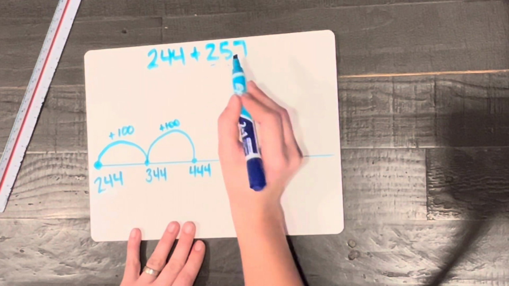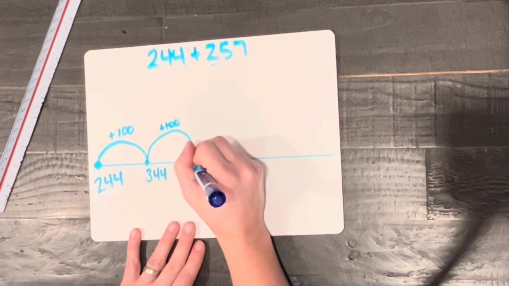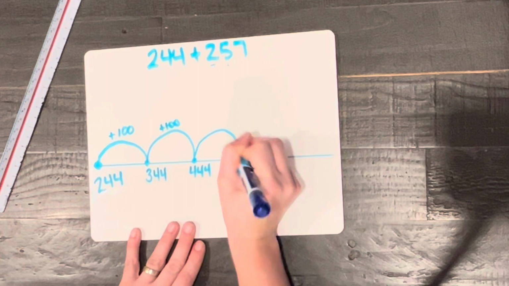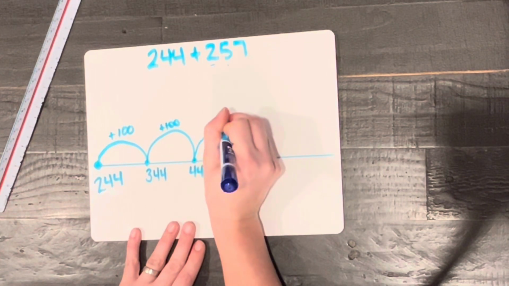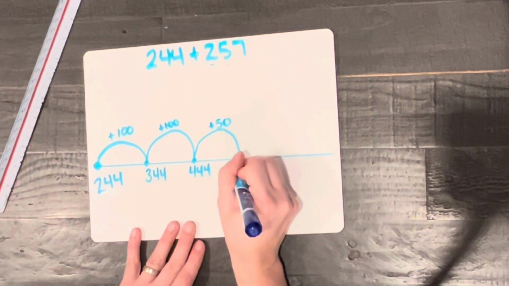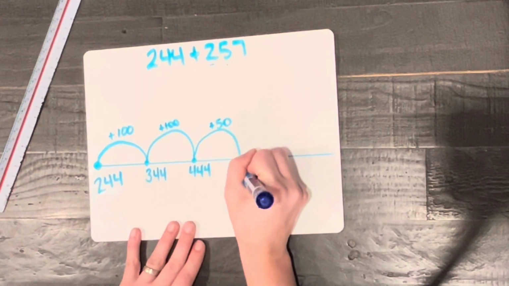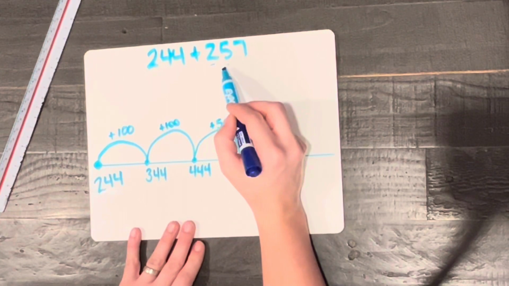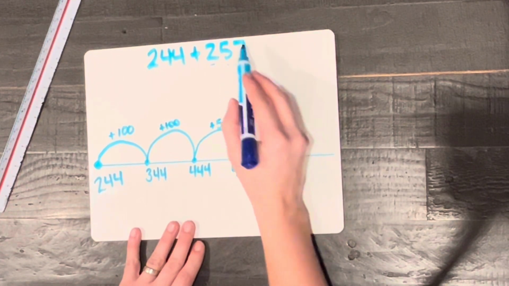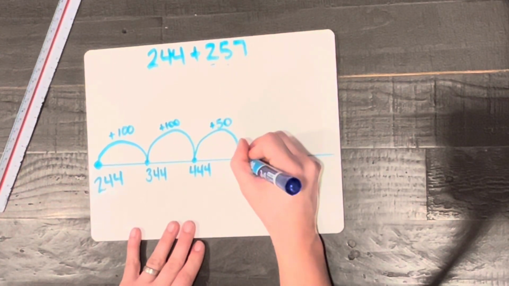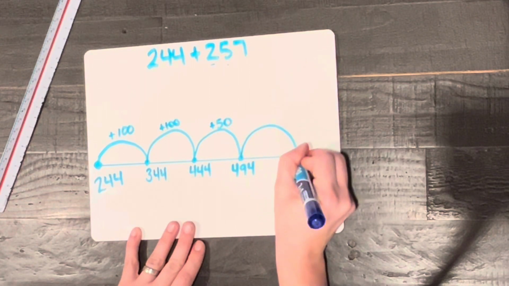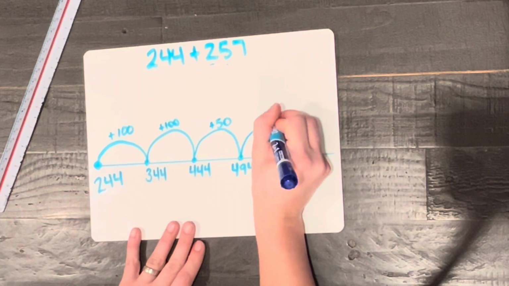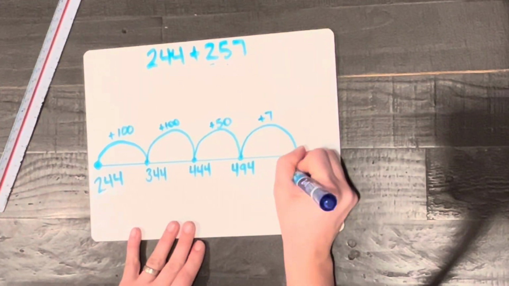We look at our tens place, and we can probably do a 50 jump. So jump 50. And that'll give us 494. Now, we've used all of our 50s, and we can add a 7 for another jump, and go up. And now, if we're adding 7, that will take us to 501.